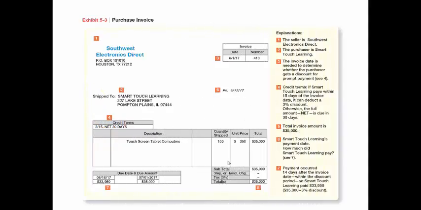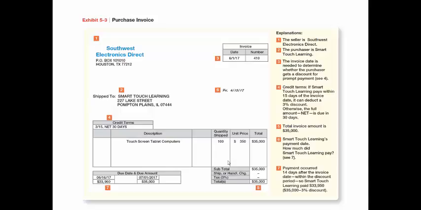Okay, so this is an invoice. This is the start of what a transaction will be. This is going to be the form that you get, or an idea of what you're going to get, and it's going to tell you that you got something in. So Smart Touch Learning bought touchscreen tablet computers, 100 of them, from Southwest Electronics Direct. And when they bought those from Southwest Electronics Direct, they got this invoice.